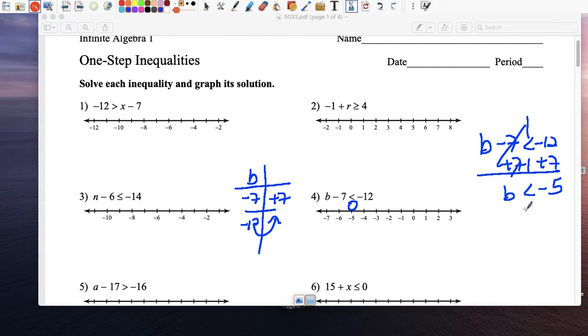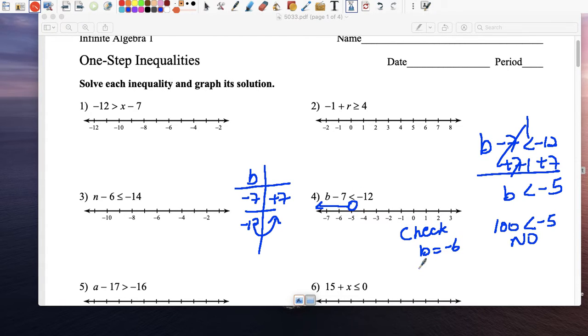So again, the easiest way to do it is to pick a number, right? So let's pick 100. Is 100 less than -5? No. So where's 100? 100 is on this side. Do we want that side? No. So therefore, we go that way. And you can check, right? So here's a check. Let's pick b equals -6.